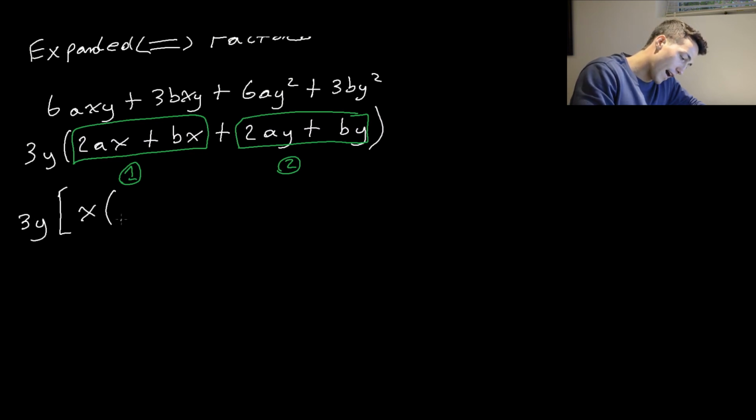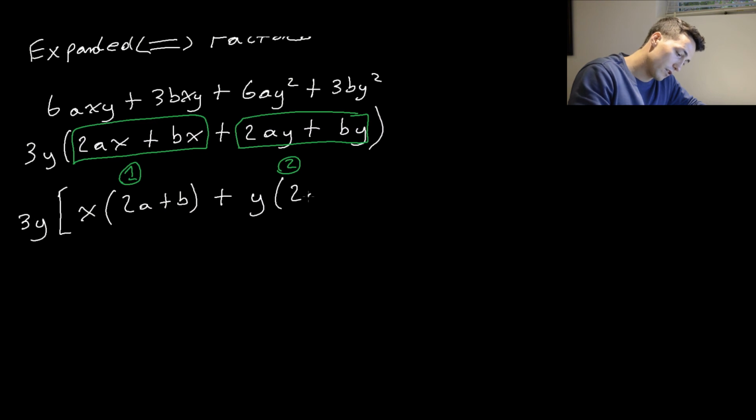Looks like it's just going to be x. And then if I take that out, it's going to be 2a plus b. Okay. And then if I do group 2, I'm going to take out, it looks like it's just y. So I'm going to go y, and then take out 2a plus b.